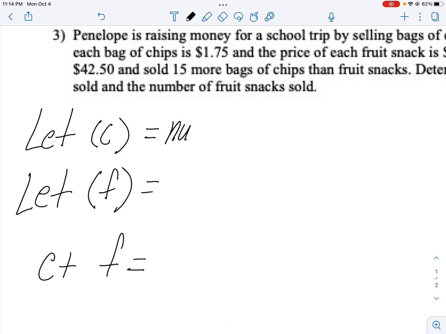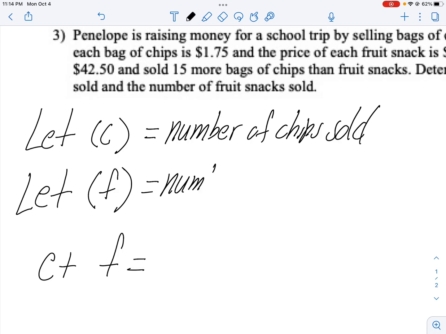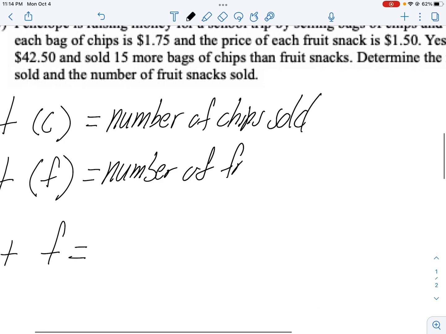So, number of chips sold and number of fruit snacks sold.